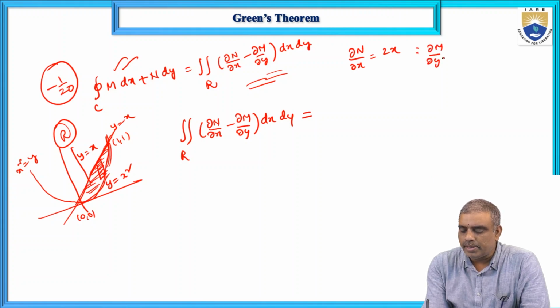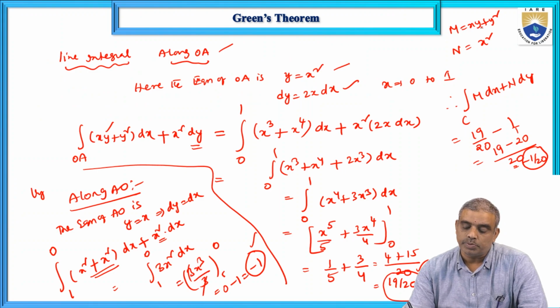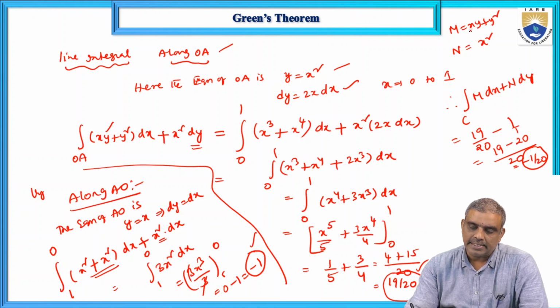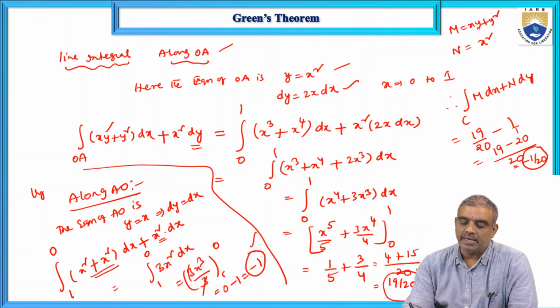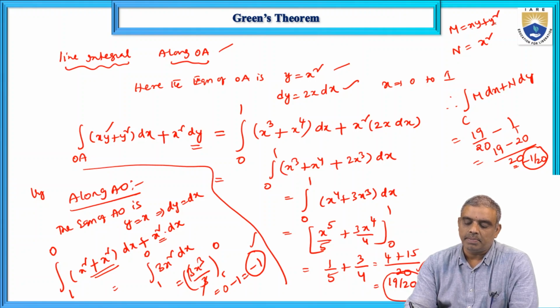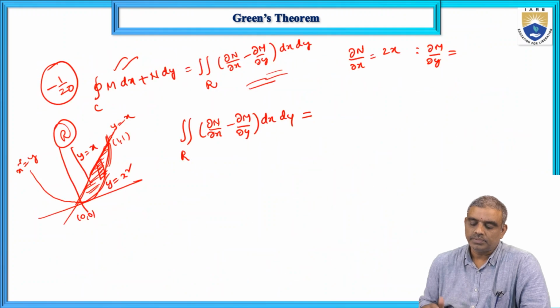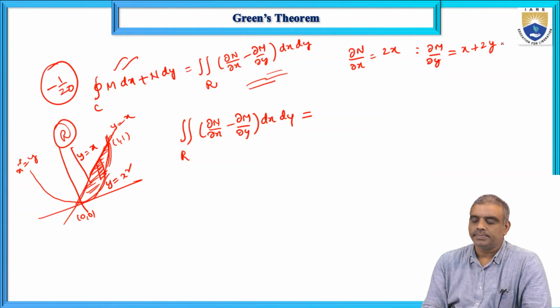And what is dou M by dou y? Dou M by dou y, the partial derivative of M with respect to y. In xy, x is constant when you are differentiating partially with respect to y, y will become 1, so x into 1 plus 2y. So I will write x plus 2y, that is x plus y square derivative 2y.